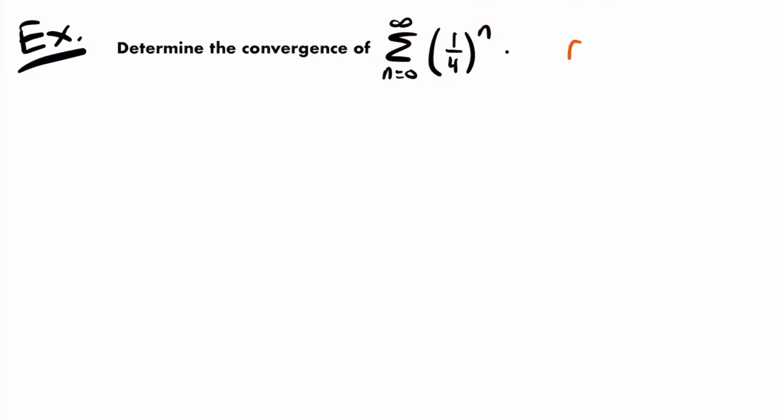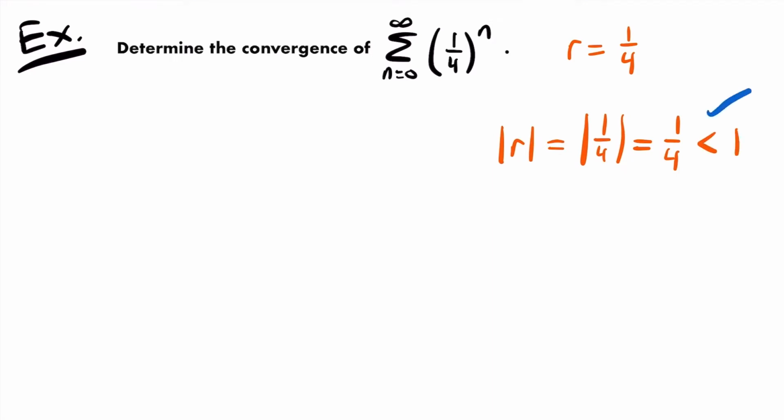And so in this case, we can see that r is equal to 1/4. And so let's look at the absolute value of r. That's going to be equal to the absolute value of 1/4, which is just equal to 1/4, and 1/4 is less than 1. And so since that is less than 1, we know that this geometric series will converge. And so we can say that the sum from n equals 0 to infinity of 1/4 to the power of n will be equal to a divided by 1 minus r.